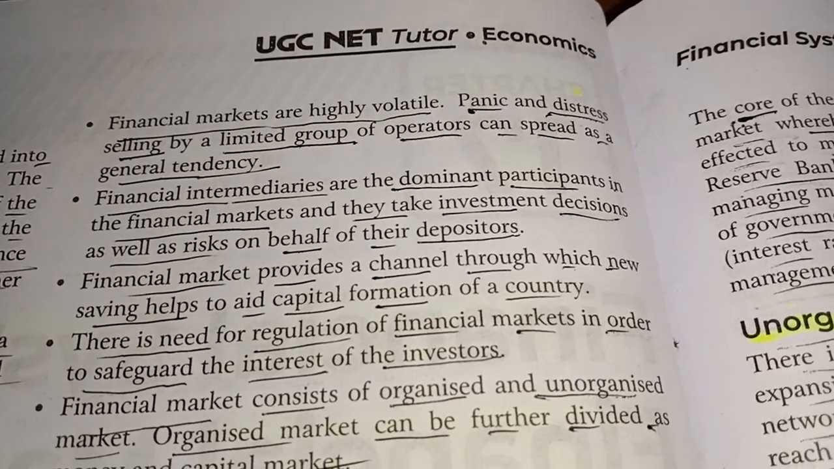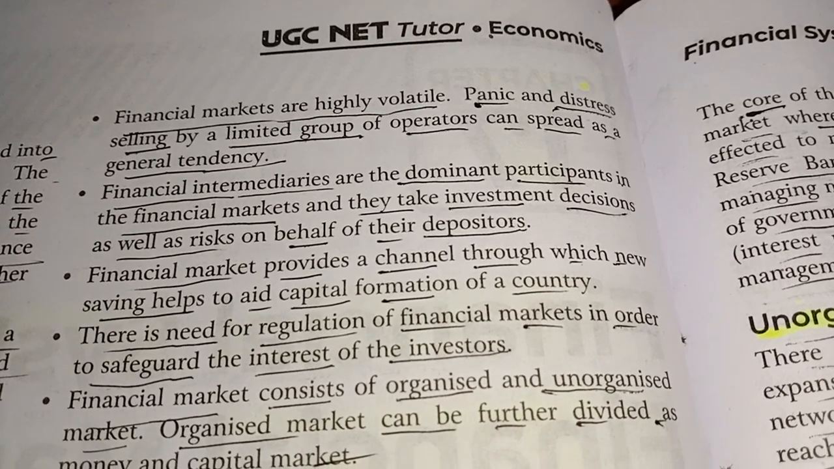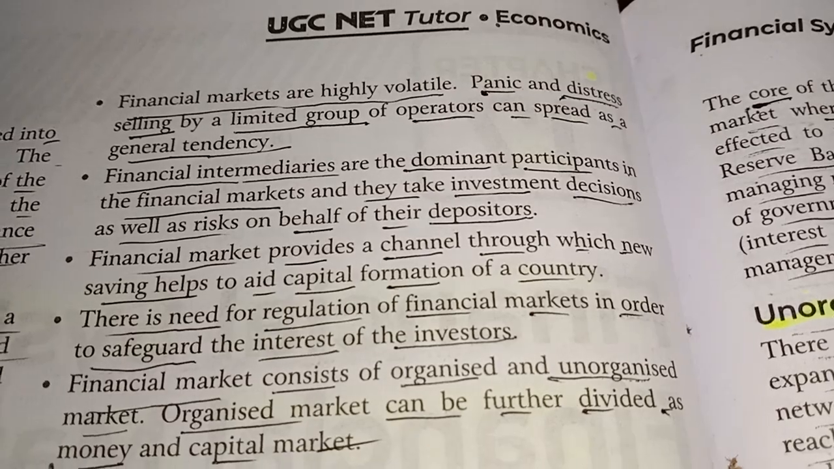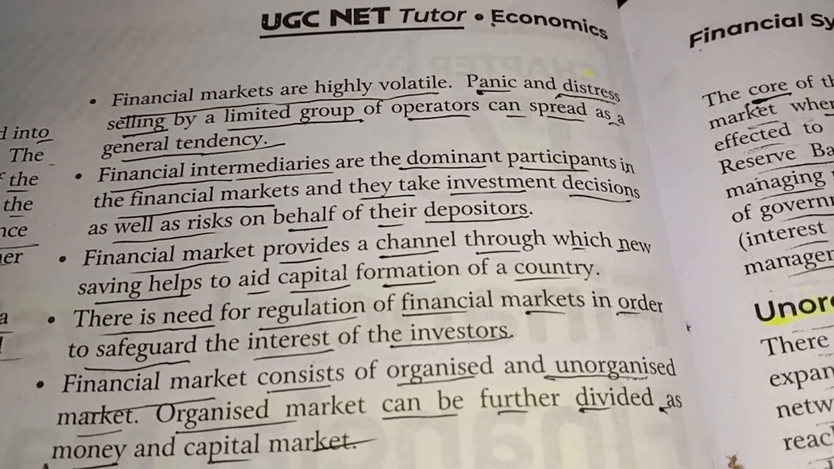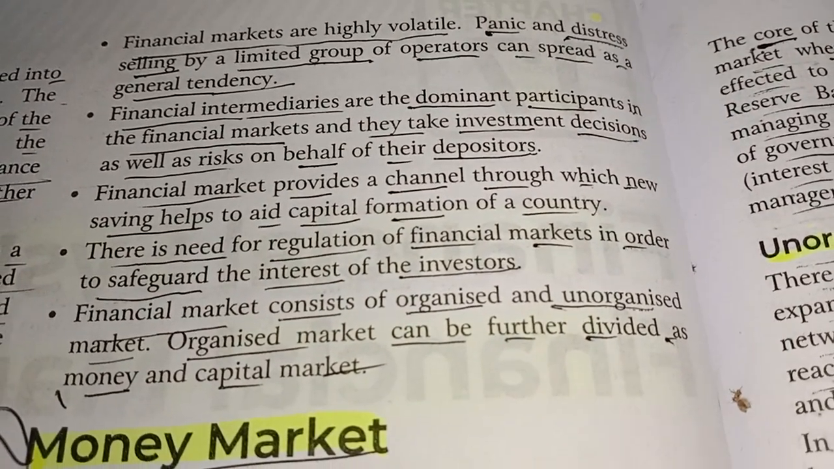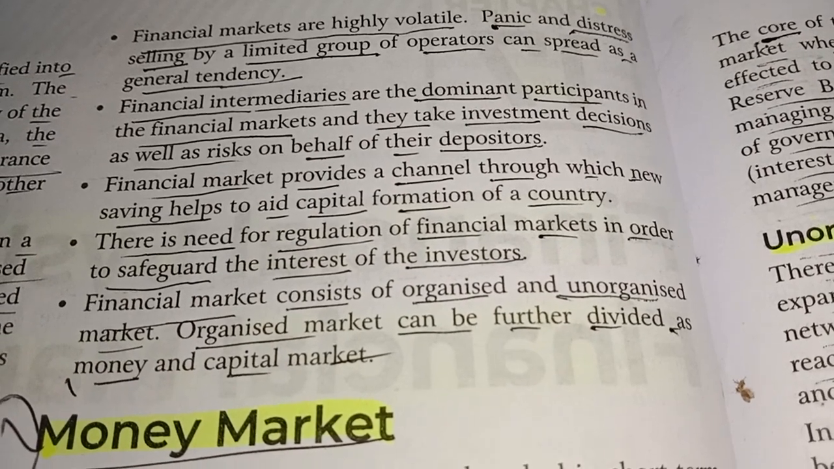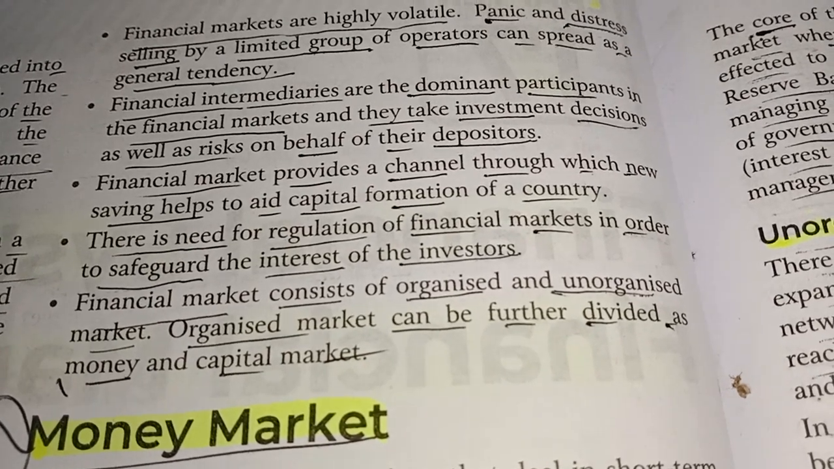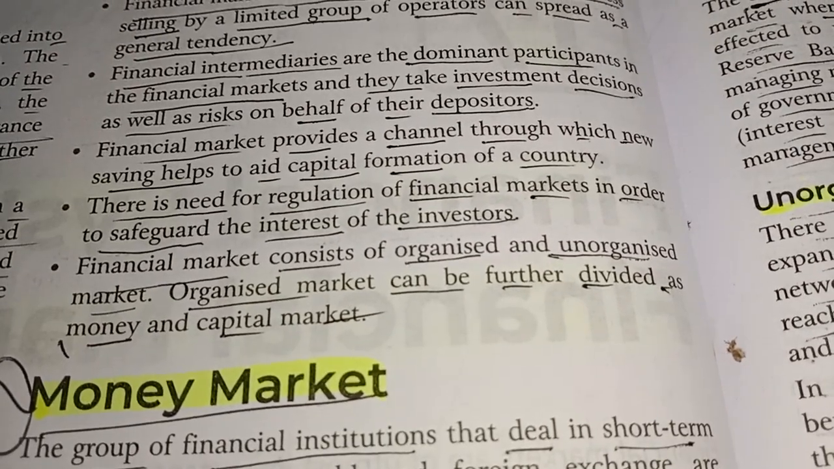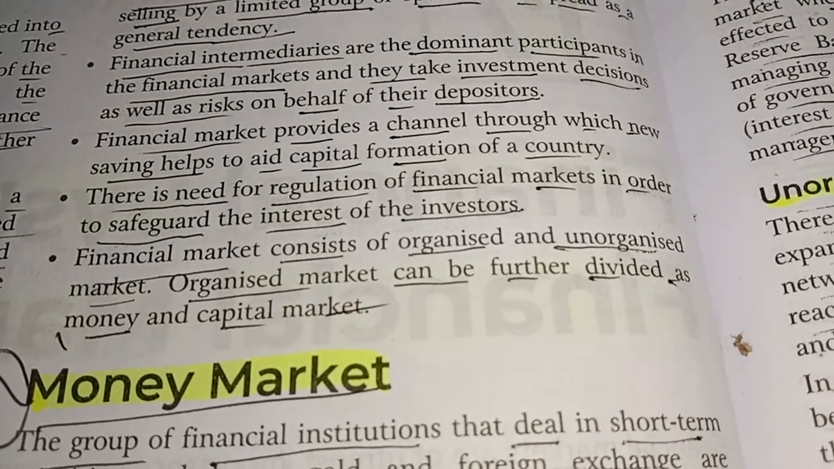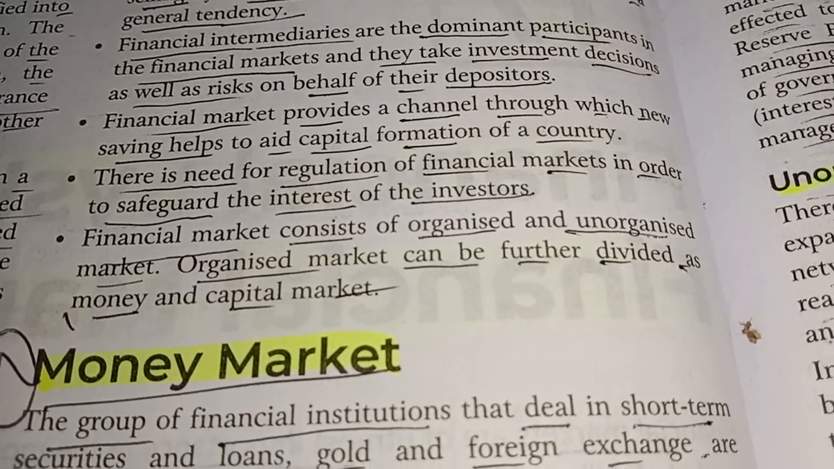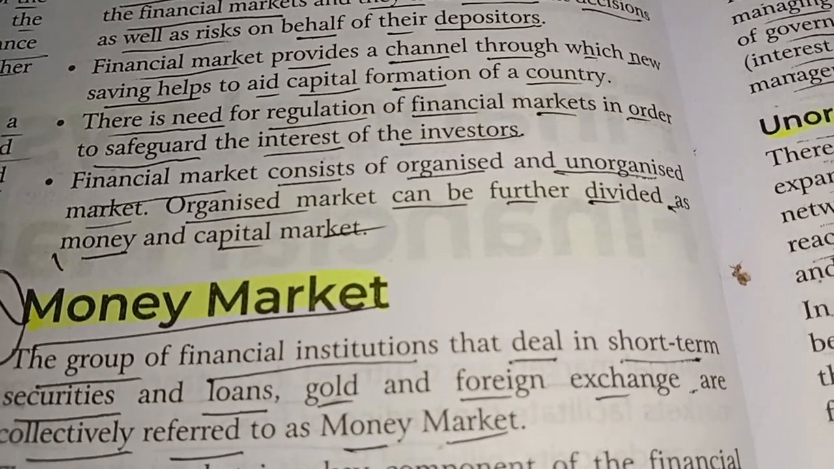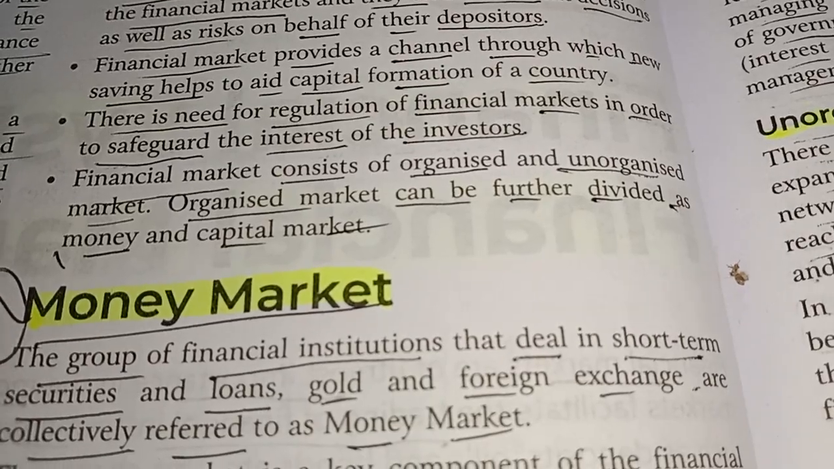Financial intermediaries are the dominant participants in the financial markets, and they take investment decisions as well as risk on behalf of their depositors. The financial market provides a channel through which new savings help to aid capital formation of a country. There is need for regulation of financial markets in order to safeguard the interest of the investors. Financial market consists of organized and unorganized market. Organized market can be further divided into money and capital market.